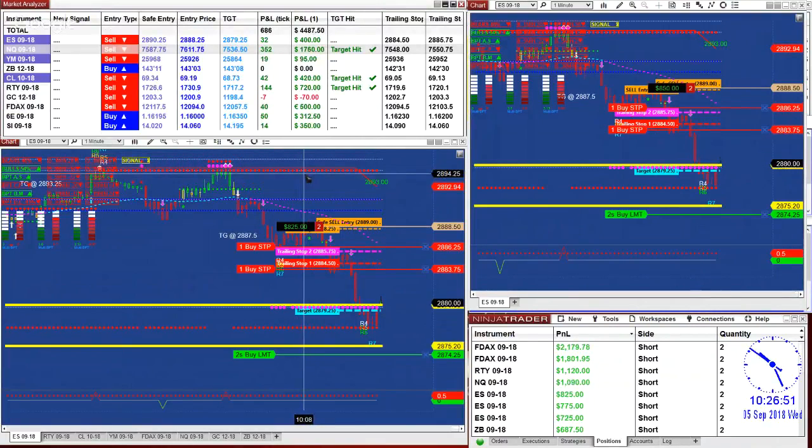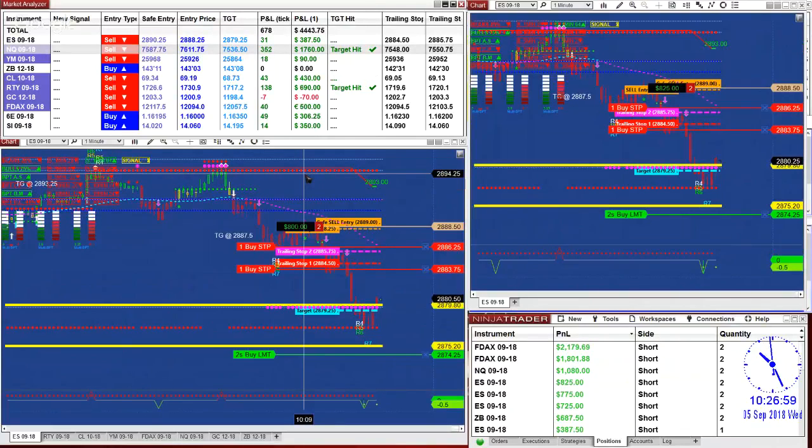This is every day. The party on the ES is over, and the party on the YM is over. So this is where you need to close those trades. It's finished. It's over. The run is finished. The run is over.